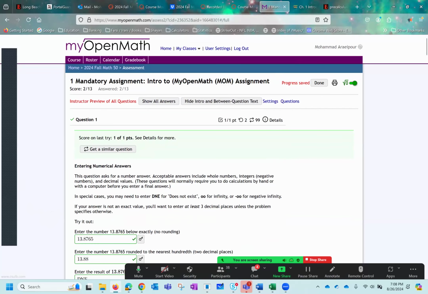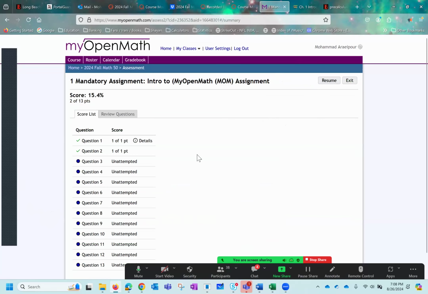Now, something comes up, I can't finish it. If I click on done, notice it says the first 2 questions are done and are correct. The rest of them are unattempted. What does it mean? I already got my points for those 2. It's been already registered. And if I don't touch this again after the due date, that would be my grade.